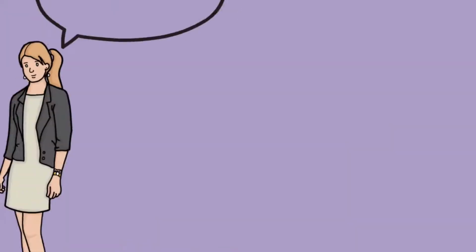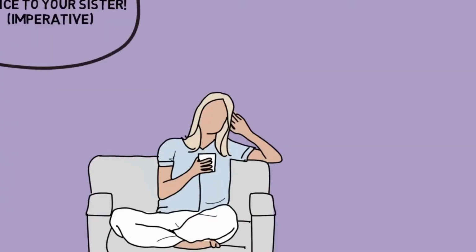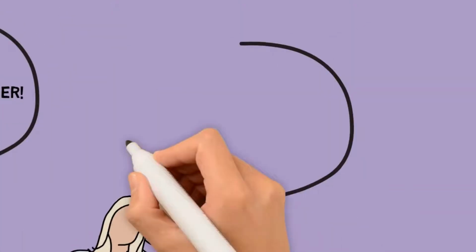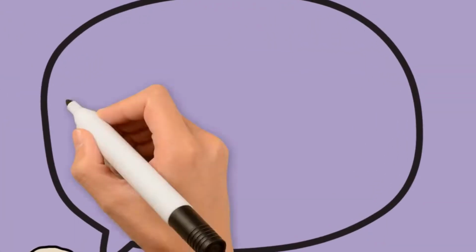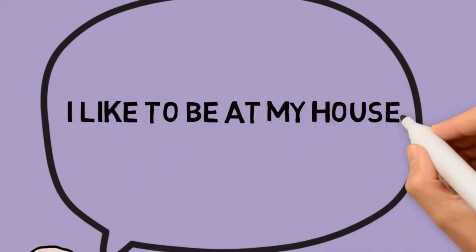And also the infinitive. The infinitive is the most general form of the verb, not specific for person. For example, I like to be at my house. This is the example of infinitive.